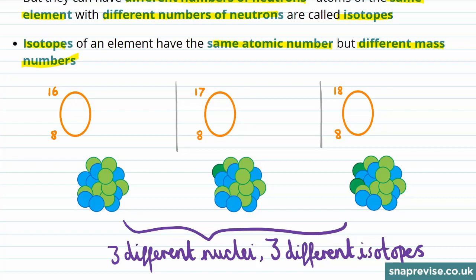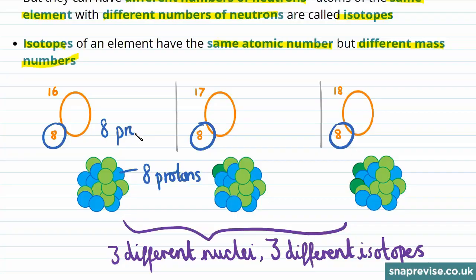And this is what we can see if we look at these 3 diagrams. In each case, we have 8 blue protons. What this means is that all these isotopes will all have identical atomic numbers, because the atomic number tells us about the number of protons in the nucleus of that atom. And this is what we can see. They all have an atomic number of 8, showing that they contain 8 protons in the nucleus.